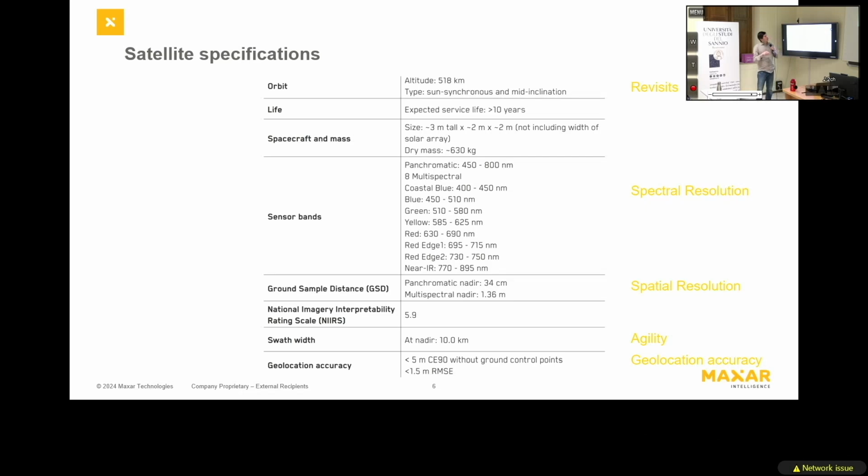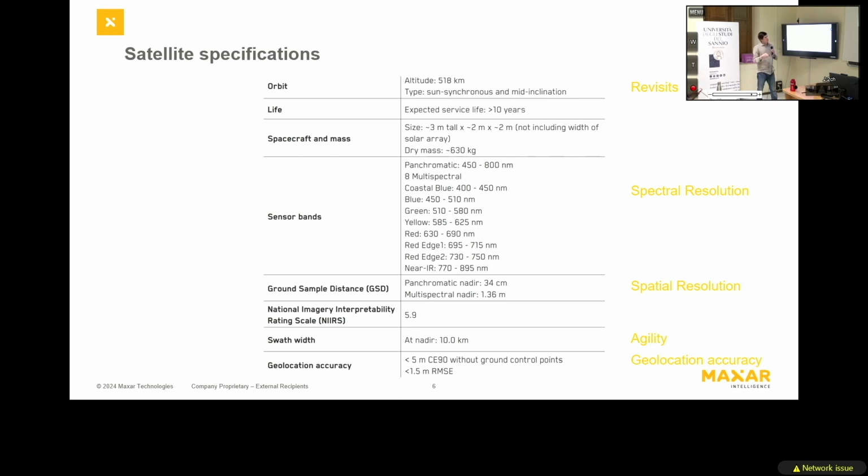Spatial resolution, I think this is pretty self-explanatory. Legion is 34 centimeters at nadir, so looking straight down. Agility, as mentioned earlier: satellites like Sentinel and Landsat normally look straight down. Commercial operators generally have satellites with agility, so you can tilt the satellite and collect at different view angles, which is really important when you want to open up the collection capacity.